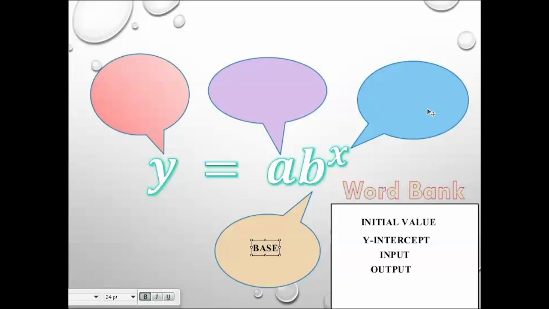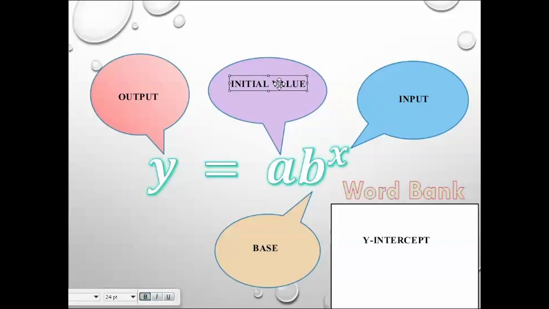And then we've got our x. That is our input, right? We're going to input some value for x, and we're going to get an output. That output is going to be our y value out here. We're going to do our math. Now, the a here is a little bit different. The a is going to be our initial value. So if we start off with any amount already there, that's what we call our initial value.